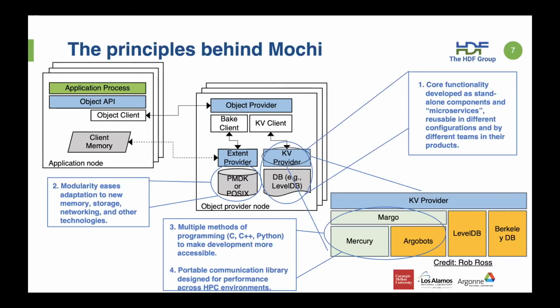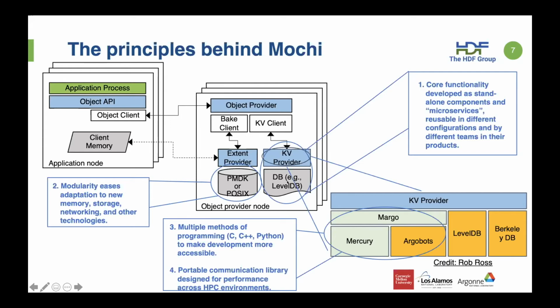So you see the KV provider here. Underneath, we have all these components. We have 3 components here, one called Margo, Mercury, and Argobots. Mercury is responsible for the communication, RPC, and Argobots is for the user level threading. And by the way, I think you've heard Argobots in Tank's talk earlier using asynchronous IO.